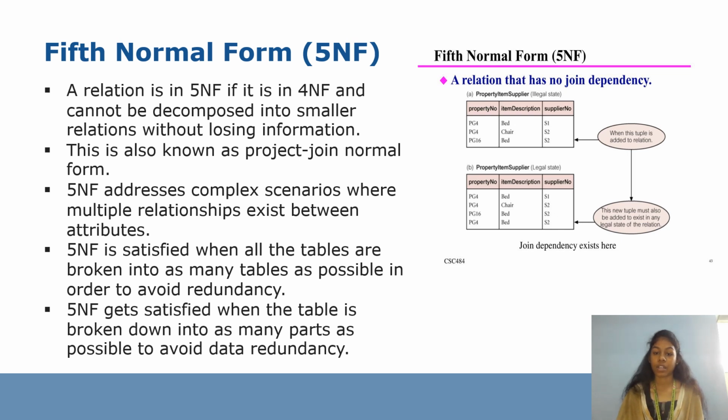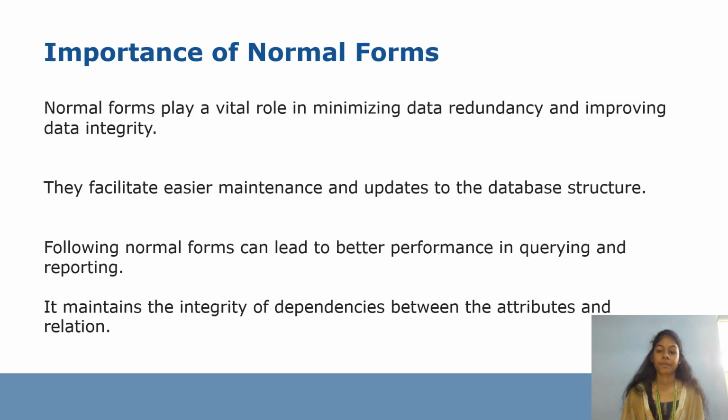And this is the example of the fifth normal form. Here we can see the tables of the relation that have no join dependencies: property item suppliers in the illegal state, and another one, property item suppliers in the legal state.